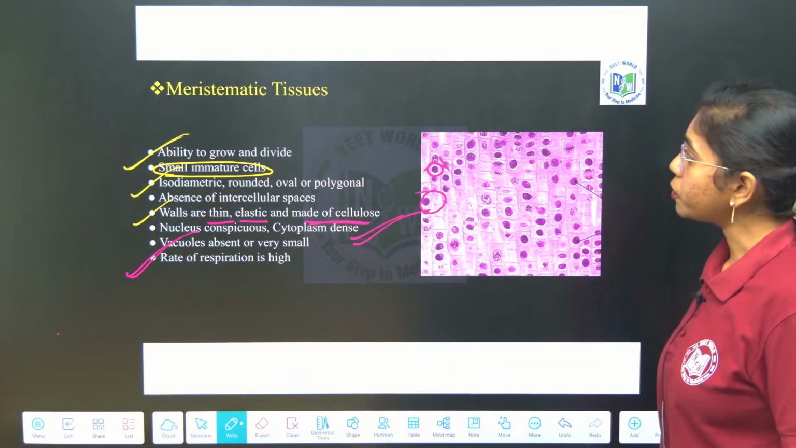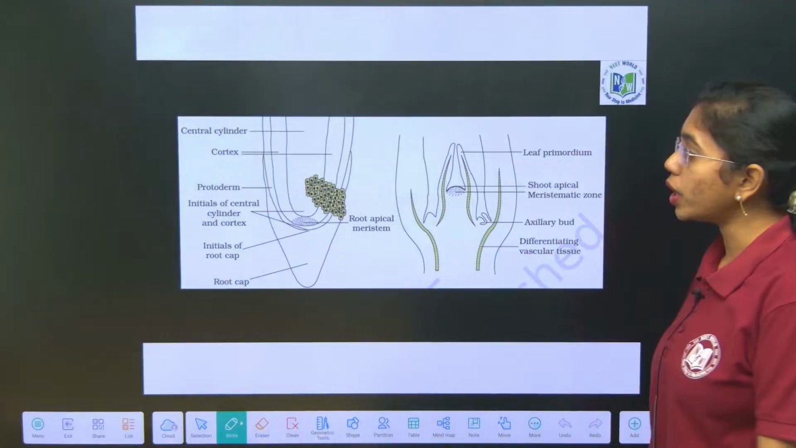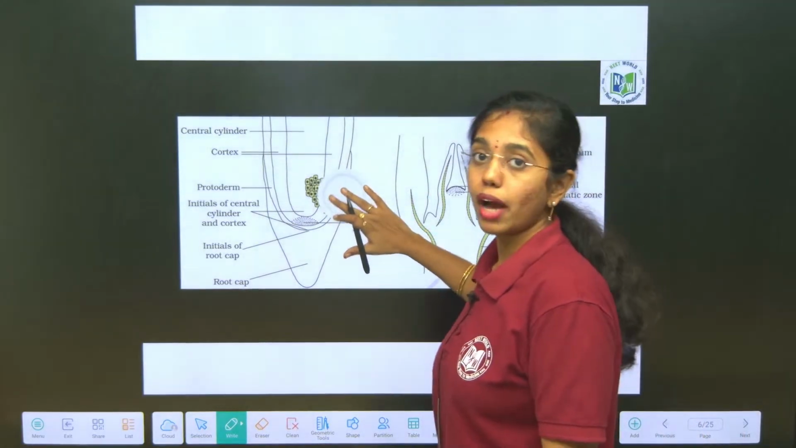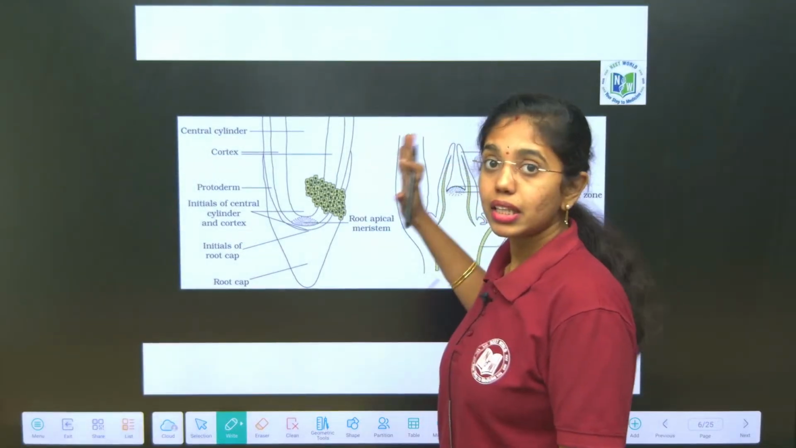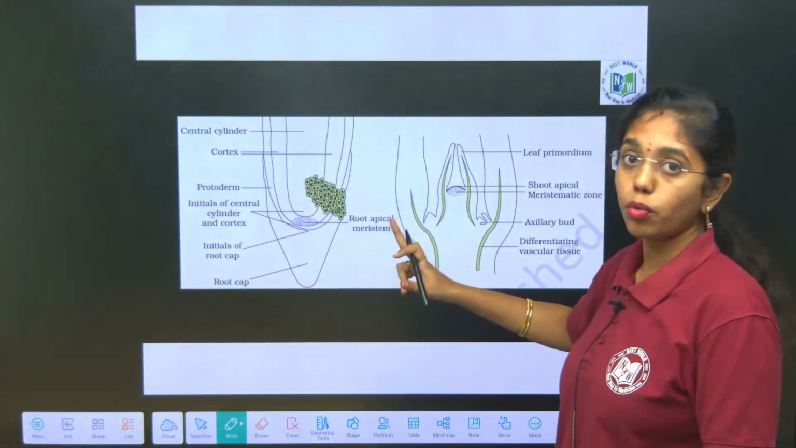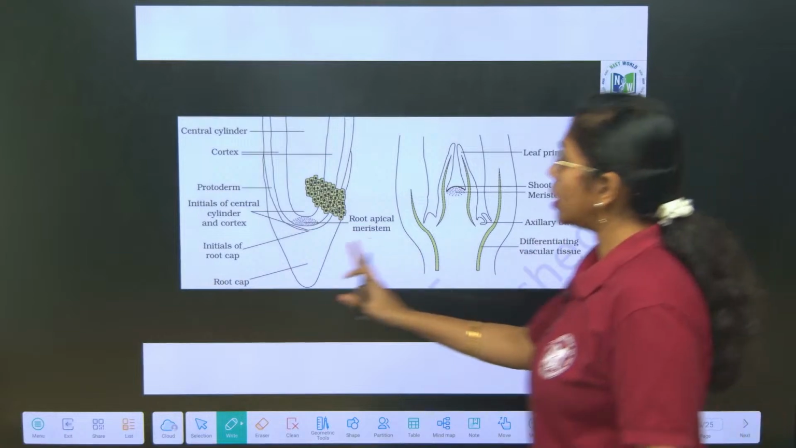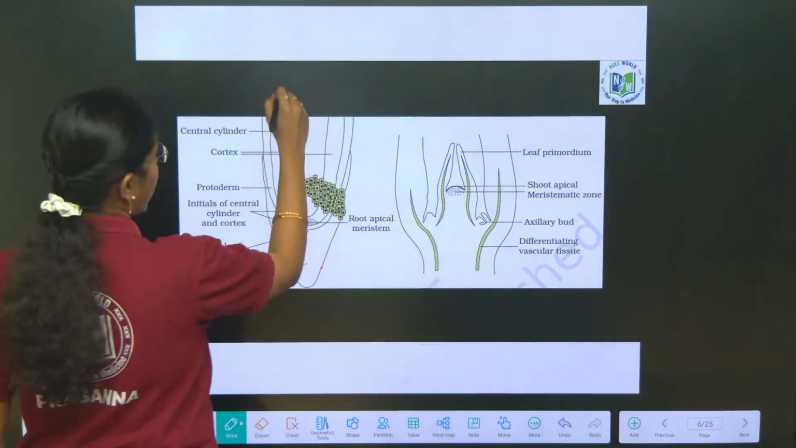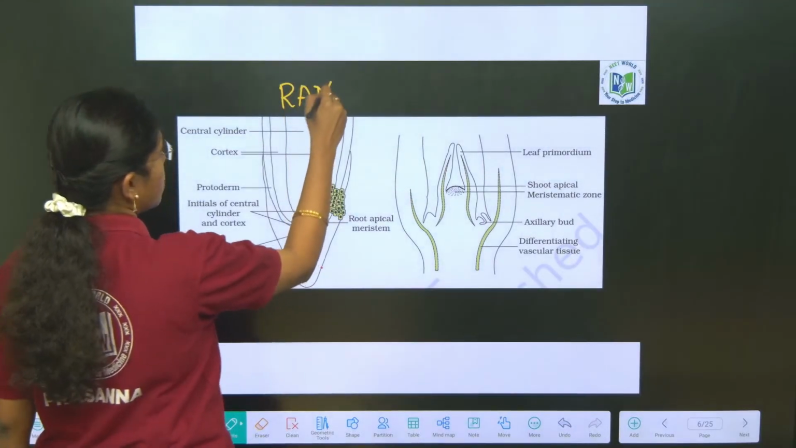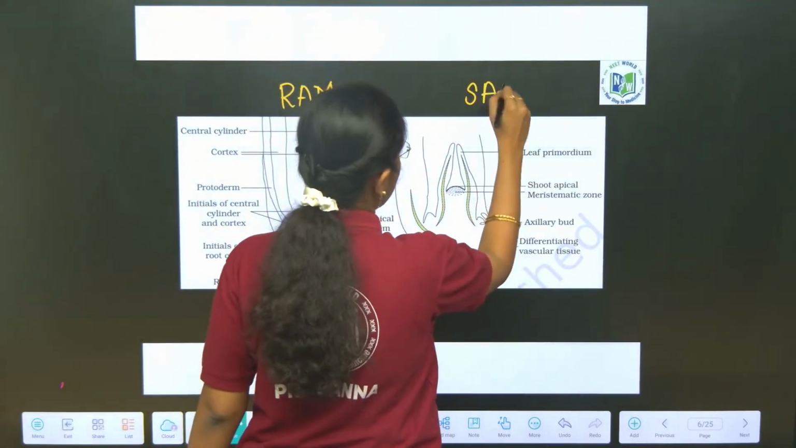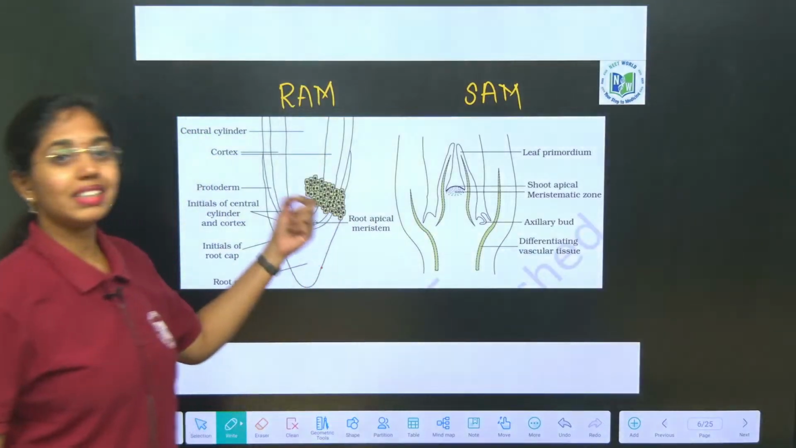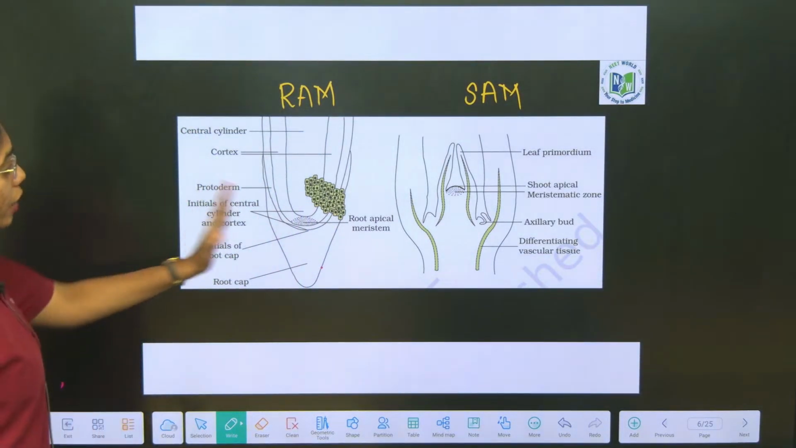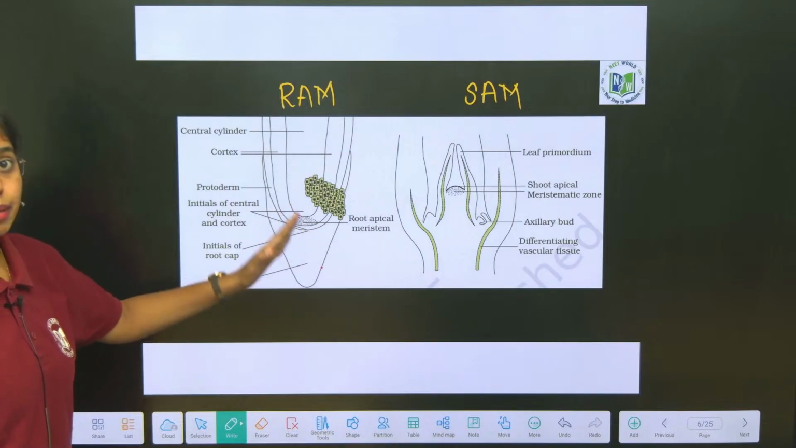Now, types of meristematic tissues. Before going to types of meristematic tissues, these are the 2 diagrams you have to have a keynote on. This is extracted from root primordia and shoot primordia. This is root apical meristem, and shoot apical meristem. Most of the students will just memorize these labelings by heart, but you do not do it that way. Here you first identify the meristematic zone.